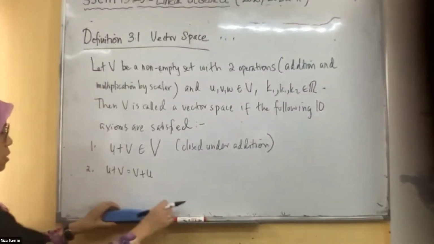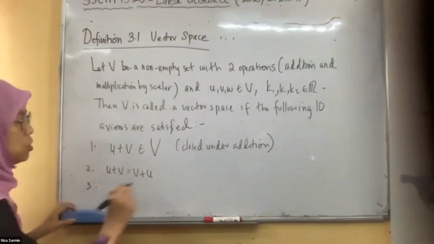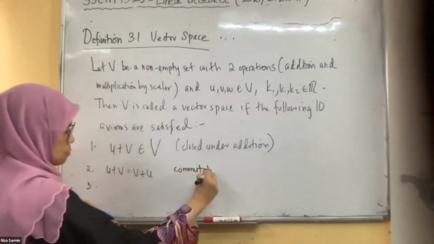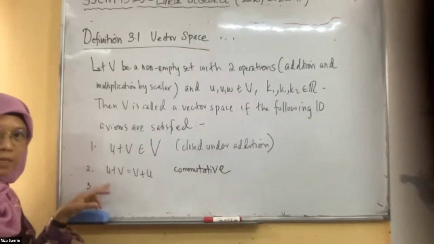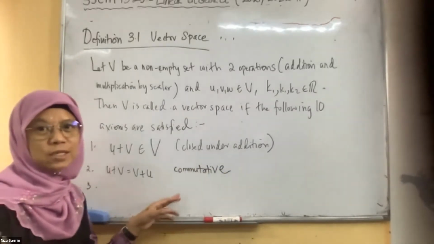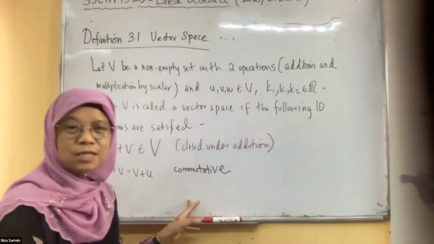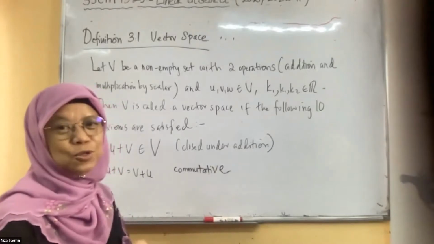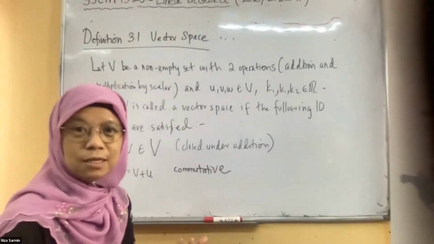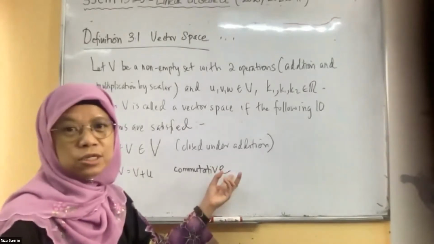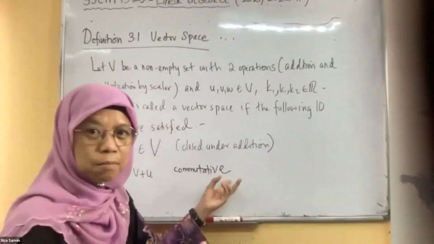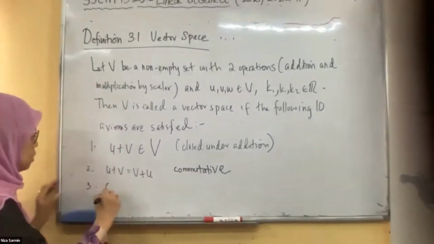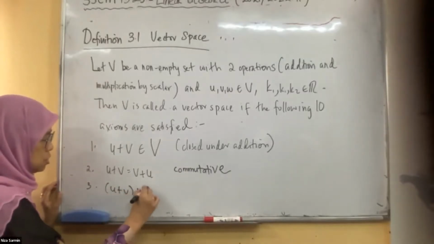Okay, the next one is what we call commutative. u plus v is equal to v plus u. As numbers, 2 plus 3 is 3 plus 2. As matrices, A plus B is B plus A. As functions, f plus g is g plus f. So the vector space is not necessarily numbers. It can be polynomials, functions, matrices. The third one is it has to be associative.